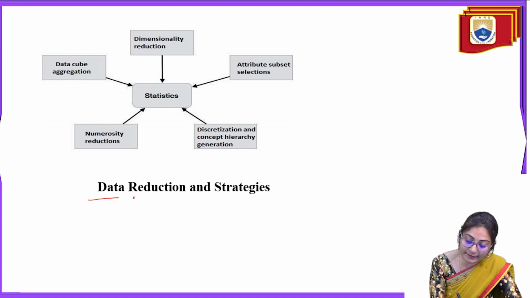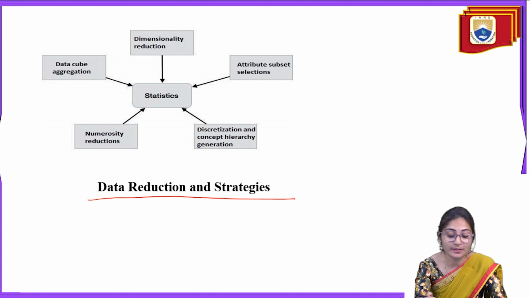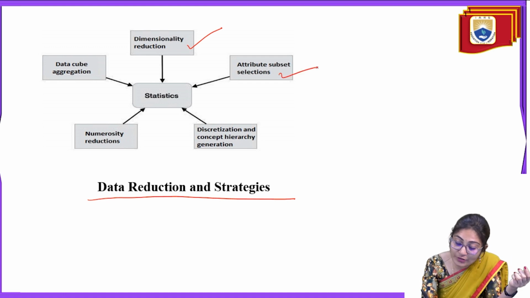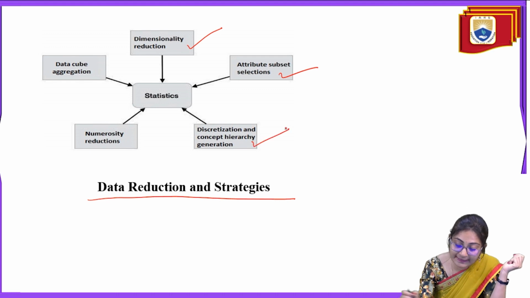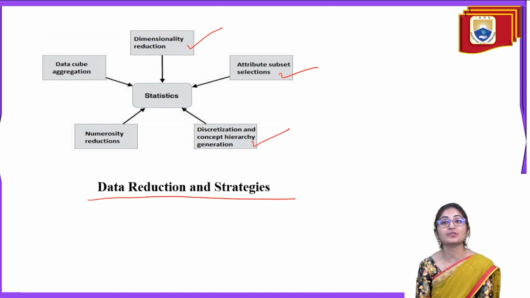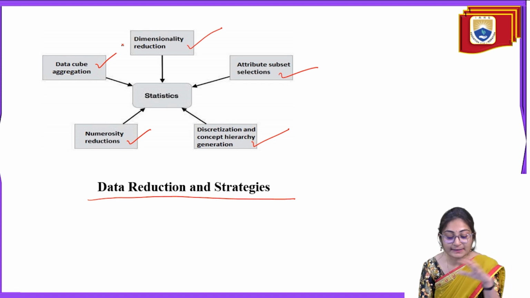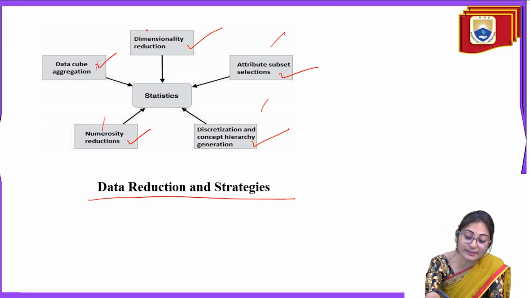Here are some strategies also. There are different strategies in statistics, or we can say in data reduction. First, dimensionality reduction, so you are reducing the data according to the dimension. Then attribute subset selection, where you select some attributes. Then discretization and concept hierarchy generation. Then numerosity reduction. And the last one is data cube aggregation. So these are the data reduction strategies. By using these strategies, you can reduce your data.